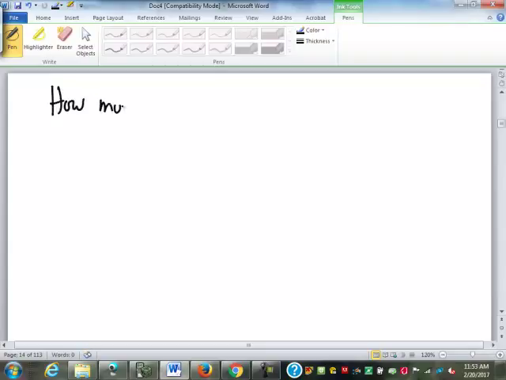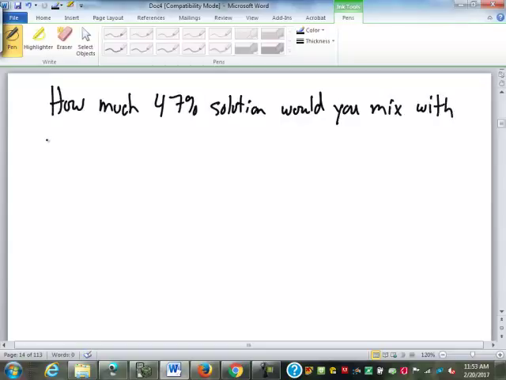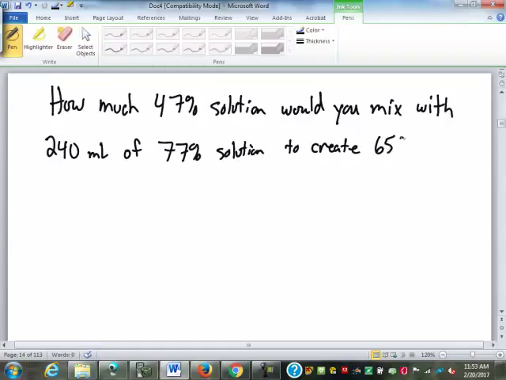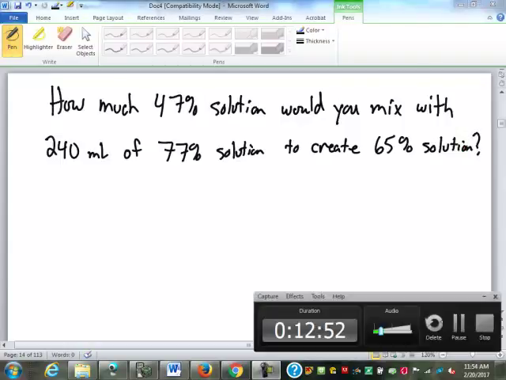So how much 47% solution would you mix with 240 milliliters of 77% solution to create, let's go with 65% solution. I'm going to have you guys try that in your notes.